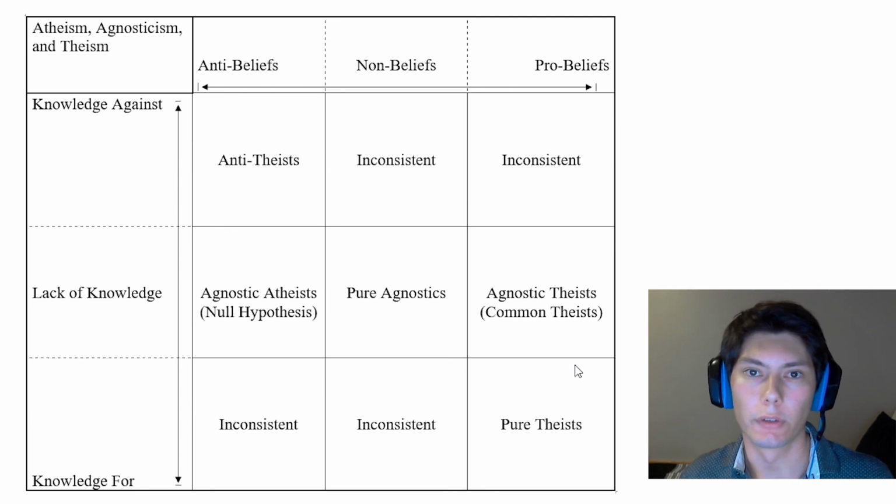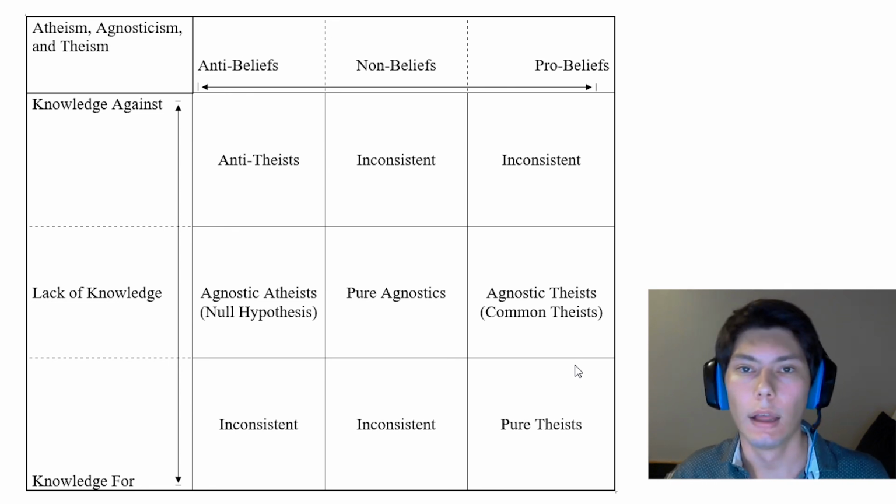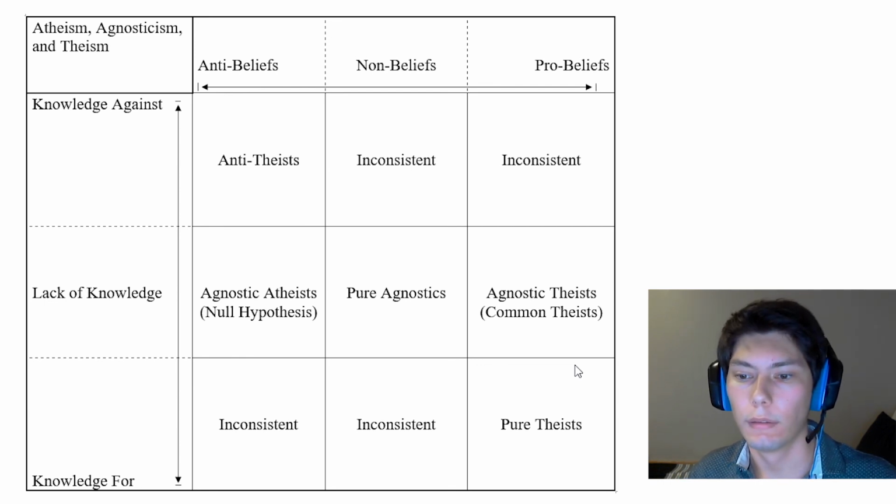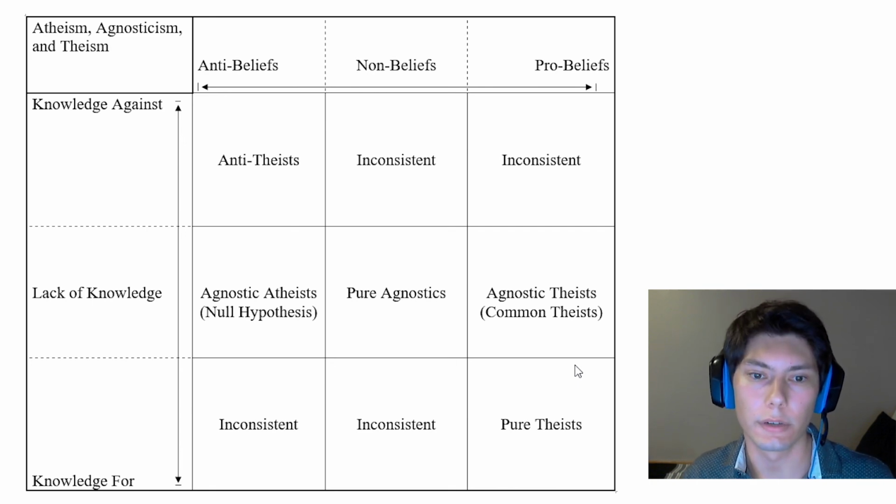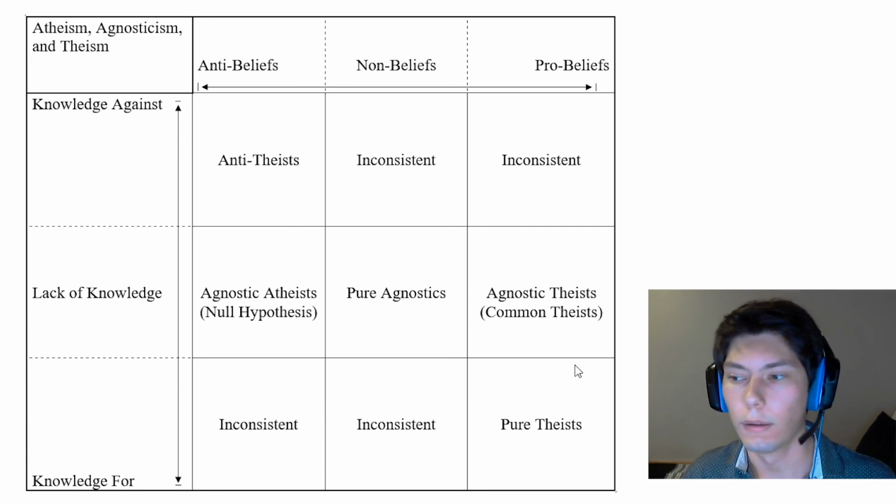So anyway, that's basically just my little breakdown of this 3x3 table that I think does a good job describing the relationships between belief and knowledge. I hope that it'll at least inspire people to consider the distinctions between knowledge and belief.